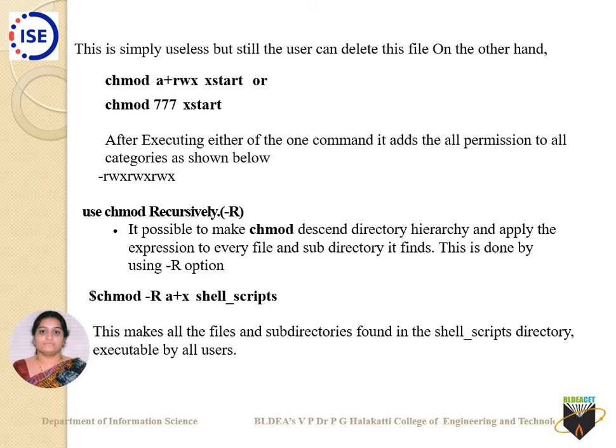There is one more option which can be used along with chmod, that is hyphen capital R. Capital R stands for recursively. If I am changing file permissions on a particular directory, then for whatever files and directories are under that directory, the same file permission applies. Now here, chmod -R a+x. What do you mean by a+x? For all categories of people I want to add execute as a permission. Execute permission is added for all categories under this directory called shell_scripts.